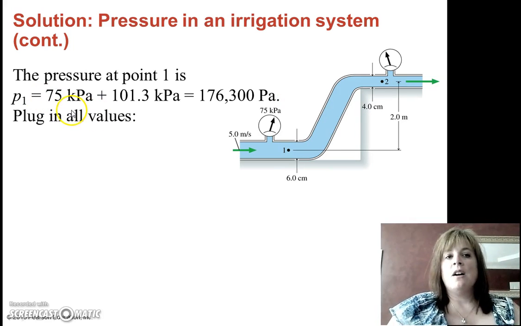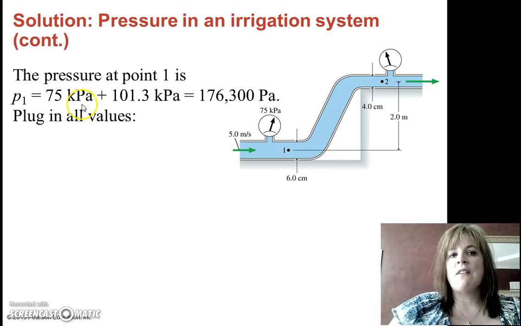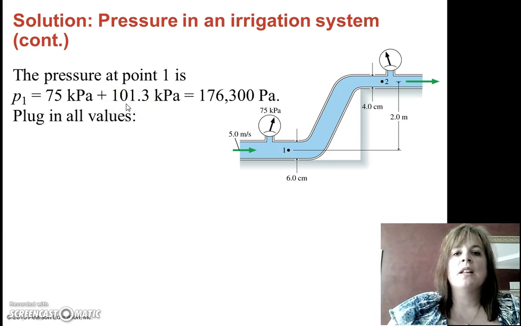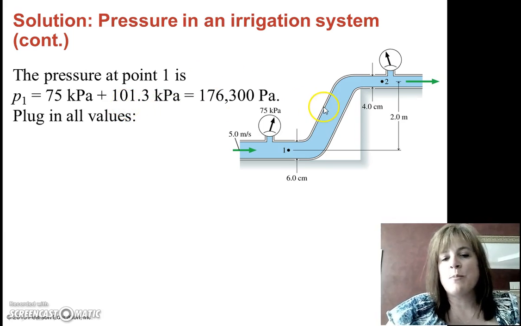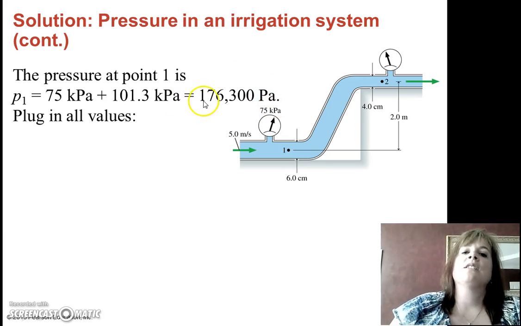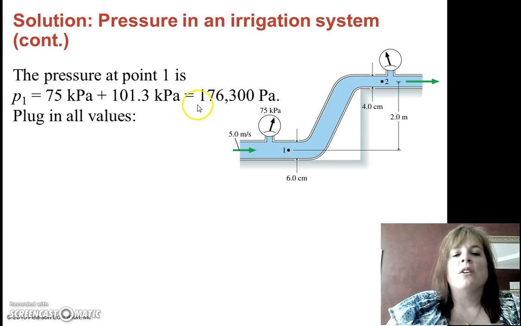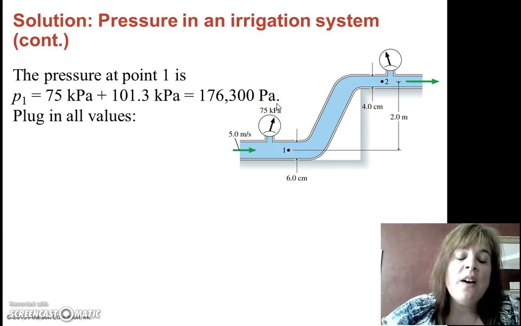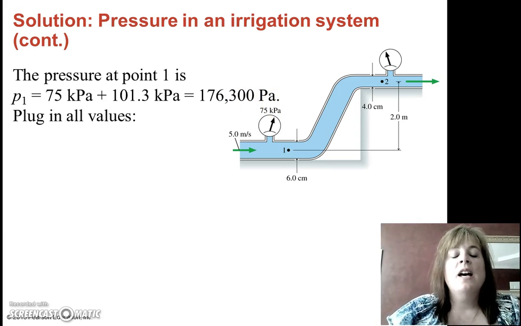So to our gauge pressure of 75 kilopascals, I need to add atmospheric pressure, or 101.3 kilopascals. And of course, let's put it into pascals, the SI unit. So 176,300 pascals. All right, now you have all your numbers, so go ahead, plug them in, and solve. So pause it, do that, and then let's see if you got it right.